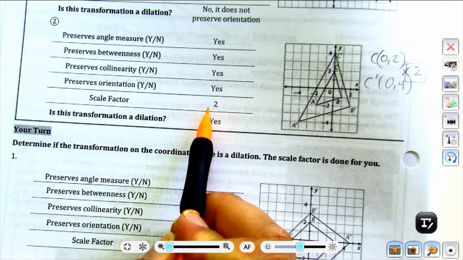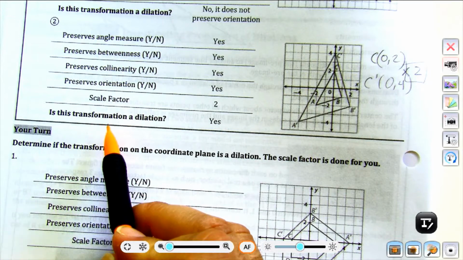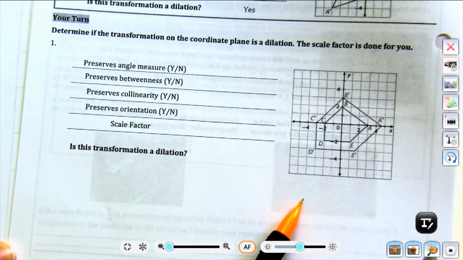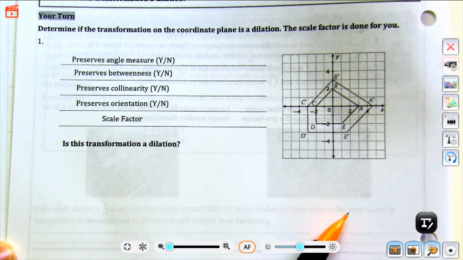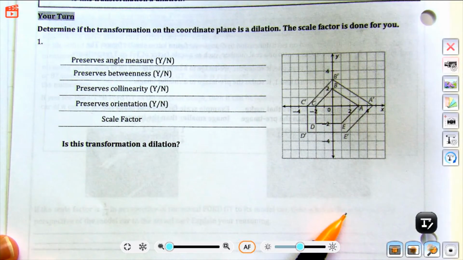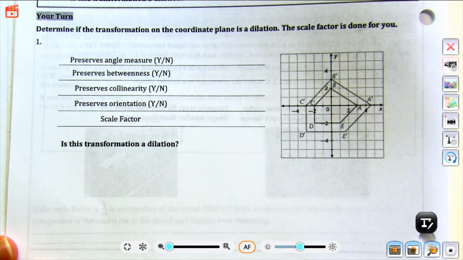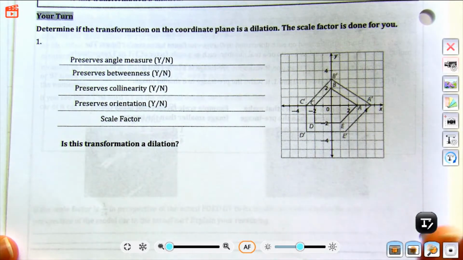So next, I want you to pause the video and work on the next two problems on your own, and then press play to see the correct solutions. So for number 1, we're doing the same thing. Determine if the transformation on the coordinate plane is a dilation, and then determine what the scale factor is. So we're going to start with, does this preserve the angle measures? We look at the angle measures A A prime, B B prime, C C prime, yes. So I'm going to put a yes. Does it preserve the betweenness? A, B, C, D, E, A prime, B prime, C prime, D prime, E prime, yes.